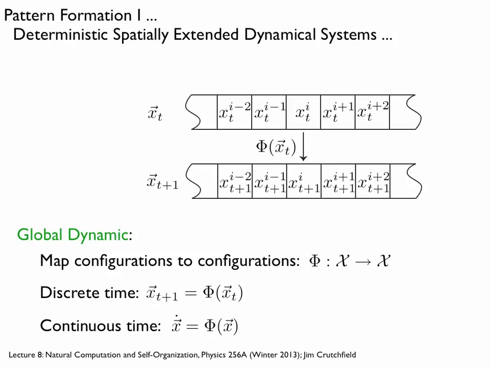So little phi obviously induces capital phi, depends on it, but they're not the same thing. This is a mapping from an infinite dimensional space to an infinite dimensional space. Little phi maps neighborhoods, which is a finite dimensional space whose dimension depends on r, to next site values. Okay, so if I actually want to write down the equations of motion, what I write down for the entire update is I take the current configuration, that's input to the global dynamic phi, and I get a new configuration.